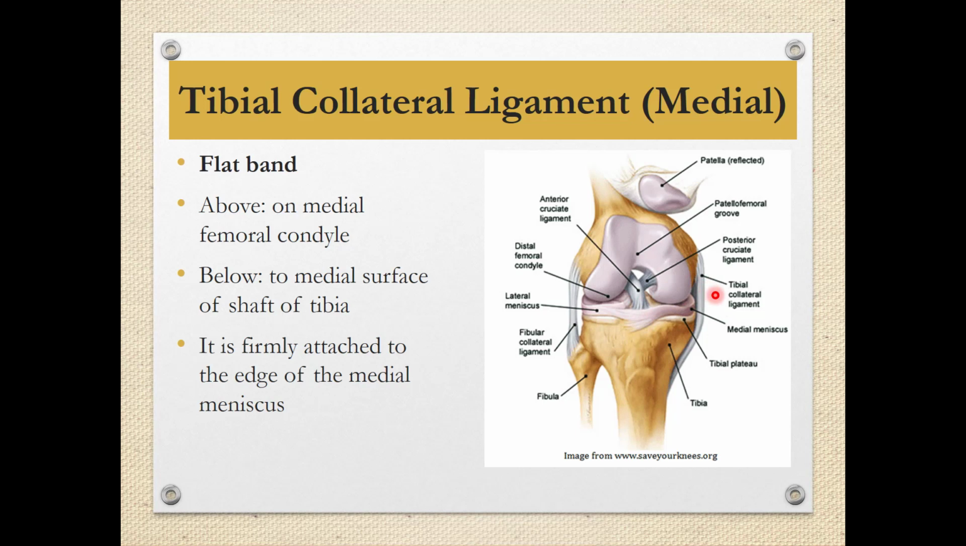See here in this diagram, it is very obvious that there is no gap between the tibial collateral ligament and the medial meniscus. This is the medial meniscus of the knee joint. But on the lateral side, there is a gap between the lateral collateral ligament and the lateral meniscus. Here the popliteus muscle will emerge from this opening. Again, on the medial side there is the medial collateral ligament. It is firmly attached to the edge of the medial meniscus. It is attached above to the medial condyle of the femur, and below to the medial surface of the shaft of the tibia.